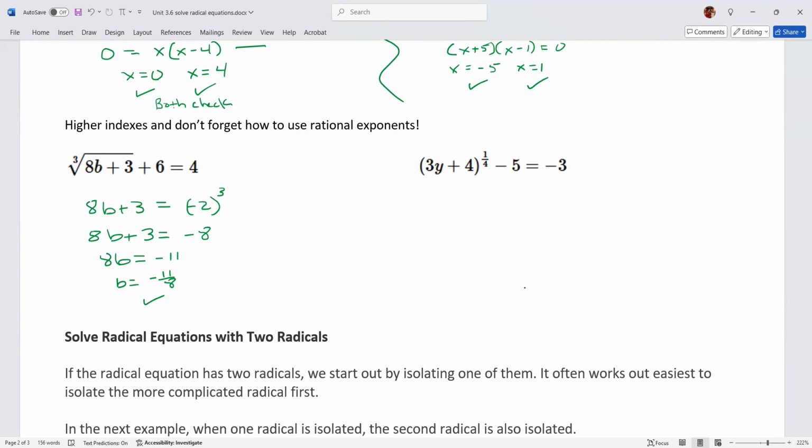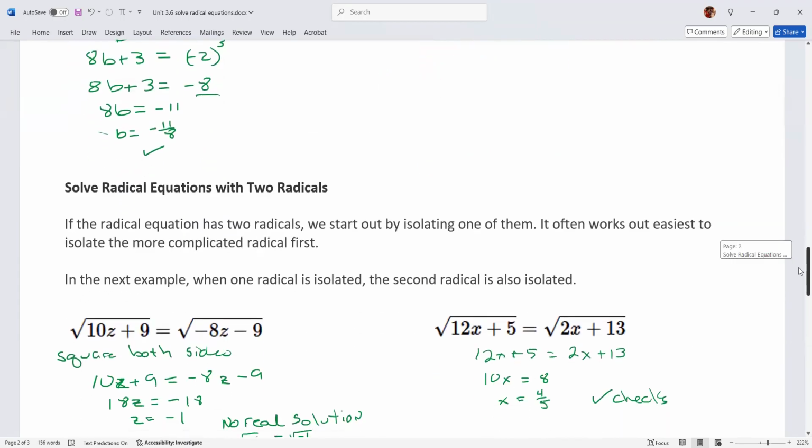I'll cube both sides. Cubing the left side extracts the radicand. And negative 2 cubed gives me a negative 8. And then I solve it like any other equation. Subtract 3 and divide by 8. No worry with a cube root about an extraneous solution because you can have negatives. This one I'm not going to do, but you just simply add 5 to both sides, giving me a 2, and then raise both to the fourth power and then solve it.